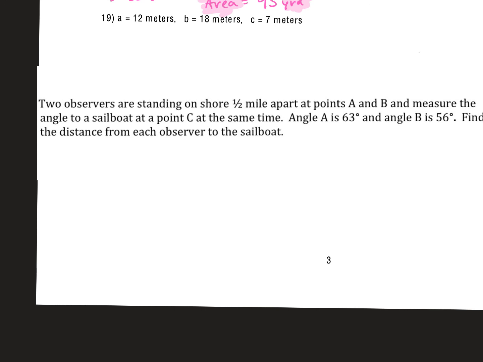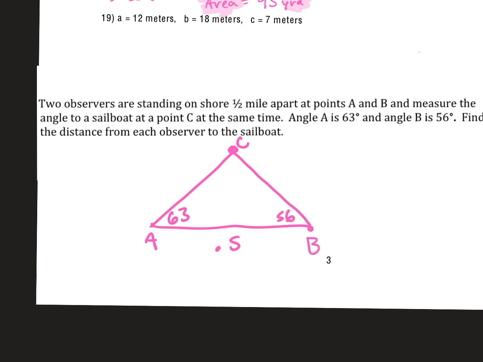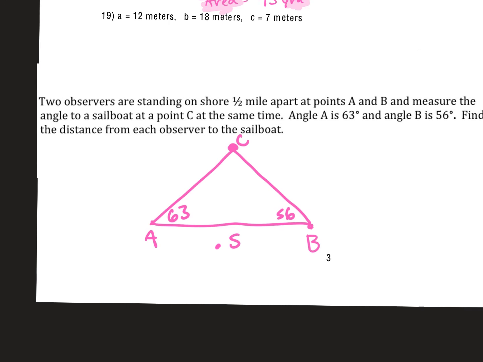Two observers are standing on a shore a half mile apart at points A and B. So we have A and B, and they are a half mile apart. They measure the angle to a sailboat at point C at the same time. So here's our sailboat, C. Angle A is 63. Angle B is 56. Find the distance from each observer to the sailboat. So let's just say we had to find from B to C, the distance from observer B to the sailboat, because C is the sailboat.